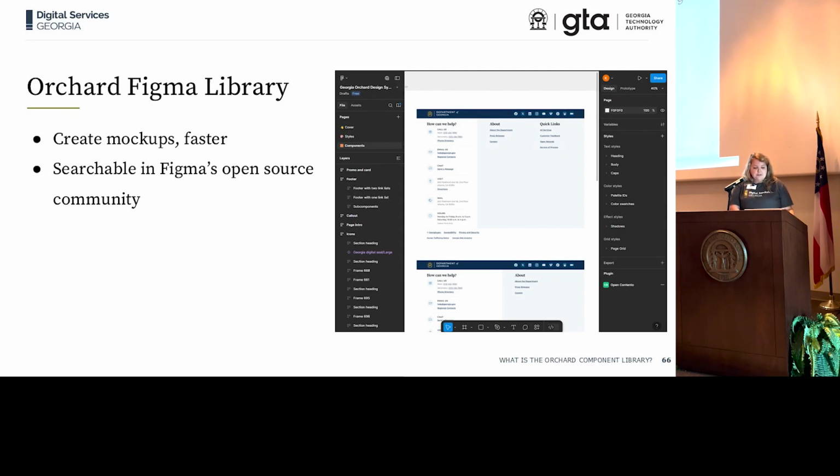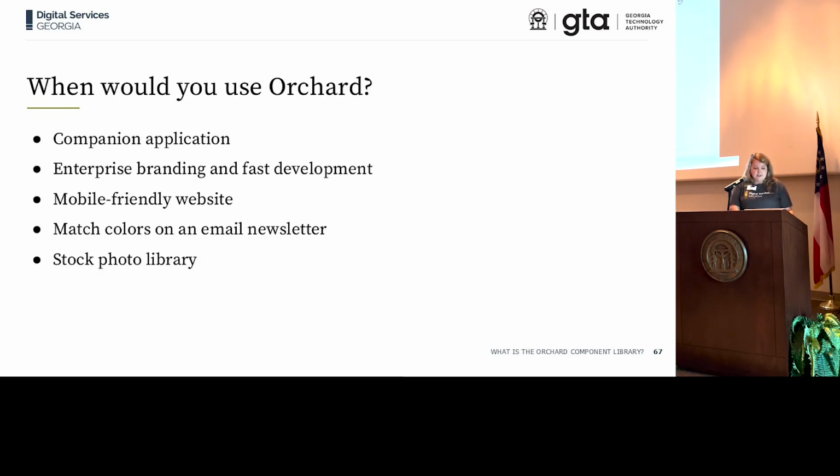So when would be an appropriate time for you to use Orchard? You could use it for your applications that sit outside of your current GovHub sites. So you would want maybe the theming to match so that your customers trust that they're still on your website. You want them to have as seamless an experience as possible.